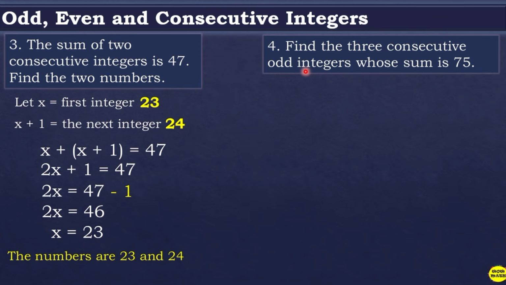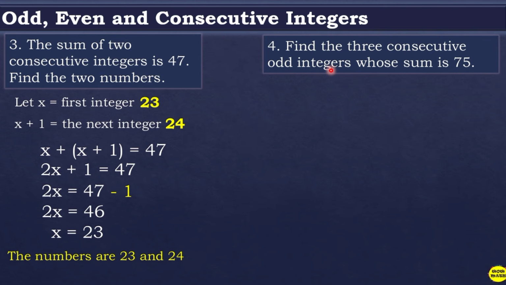Tatlong magkakasunod na odd integers. 3, 5, 7. Another example, 9, 11, 13. So, yun po yung ibig sabihin ng 3 consecutive odd integers. So, naintindihan na yung problem? Okay, let's proceed. So, find the three consecutive odd integers.